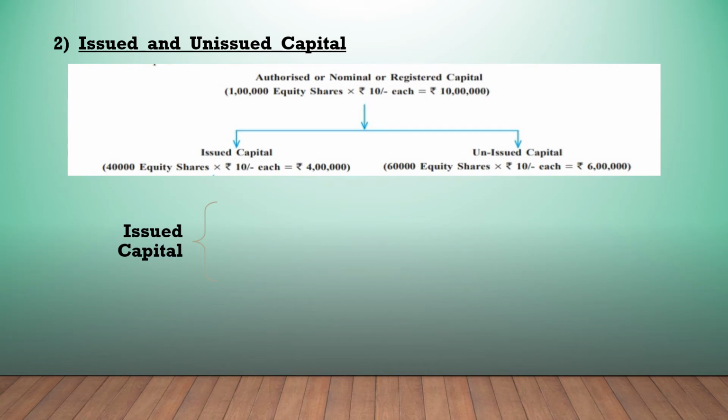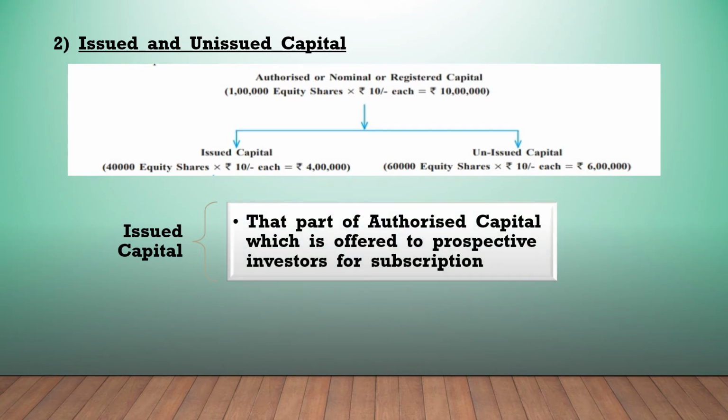Thus, issued capital is that part of the authorized capital which is offered to the prospective investors for subscription. It simply means those shares which the company offers to the general public for the purpose of buying. On the other hand, unissued capital refers to the remaining or the balance part of authorized capital which is not offered to the public for sale. Thus, in future, whenever the company is in need of funds, it can issue shares from the unissued capital.